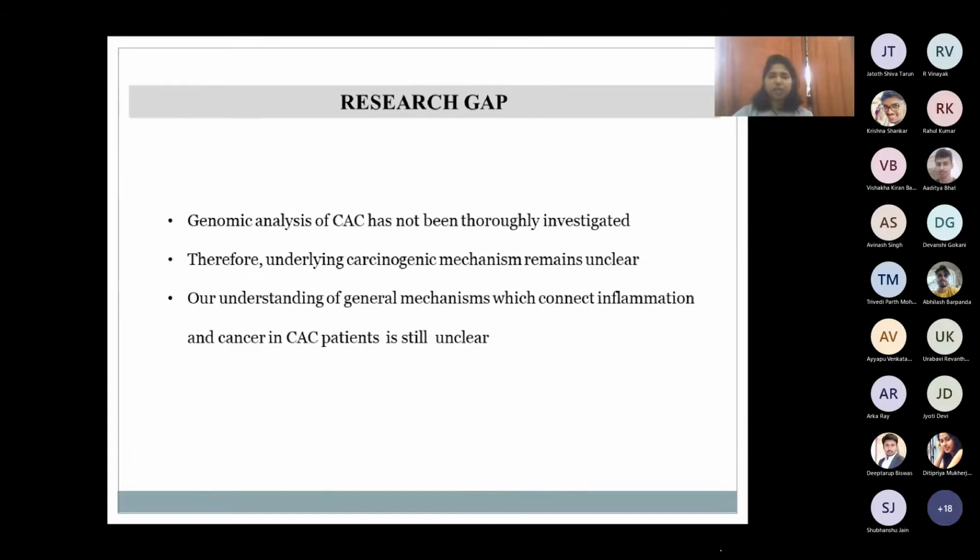The genomic analysis of CAC has not been thoroughly investigated. Therefore, our understanding of the underlying carcinogenic mechanism remains unclear. Our understanding of the general mechanism which connects inflammation and cancer in a CAC patient is still unclear.